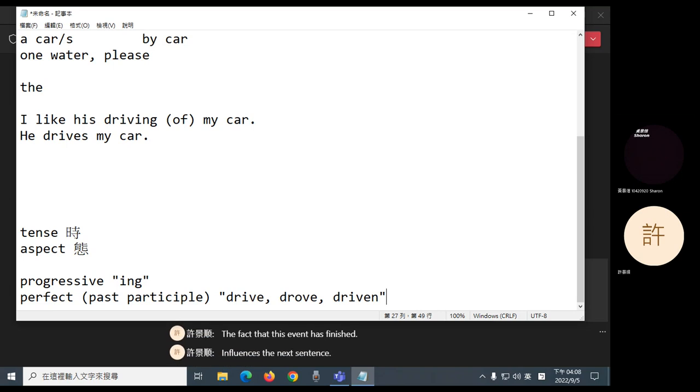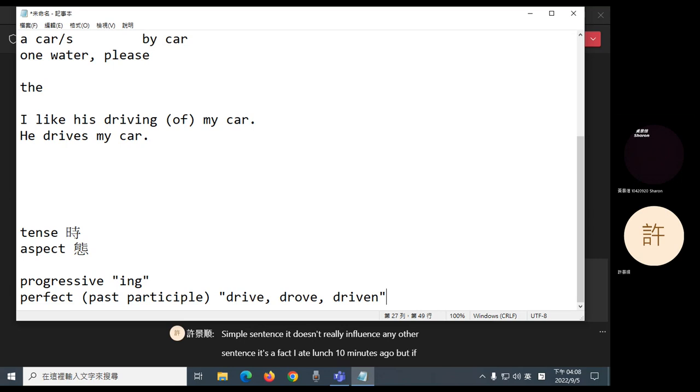So for example, I might say, I ate lunch 10 minutes ago. Simple sentence. It doesn't really influence any other sentence. It's a fact. I ate lunch 10 minutes ago.